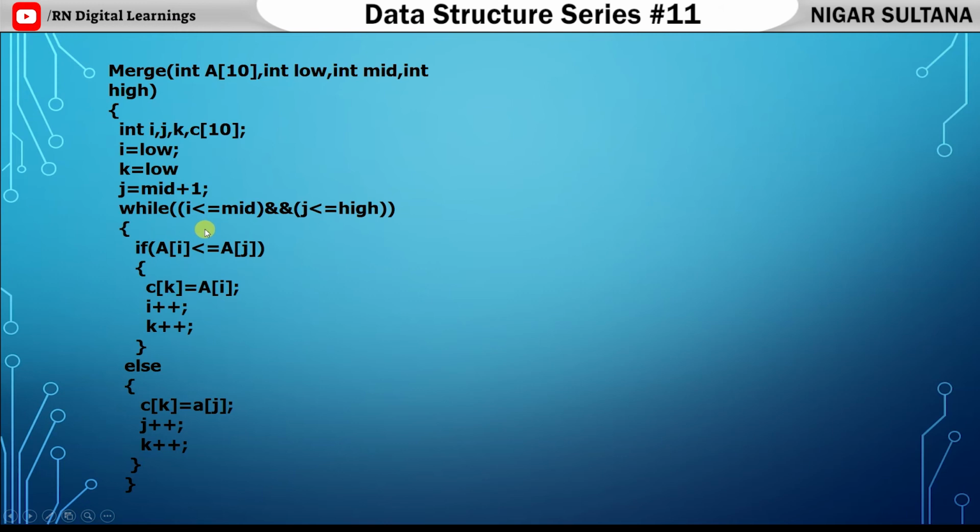Check the condition. Now as I have told you, I value has been incremented. I value is 2 now. Check the condition of both. Is 2 lesser than or equals to 3? This is true. And we have one more, that is j is 4 lesser than or equals to 6. This is also true. Check the if condition.